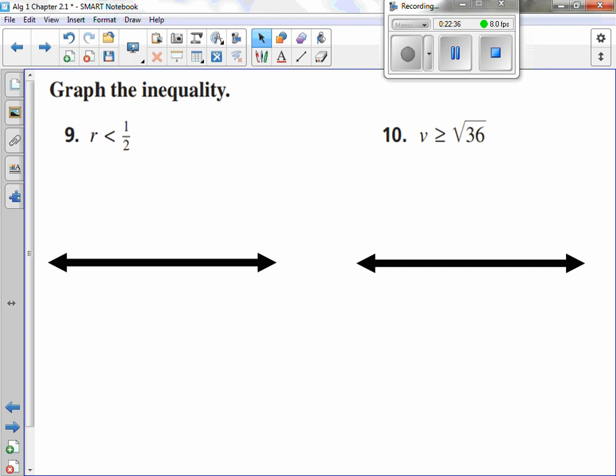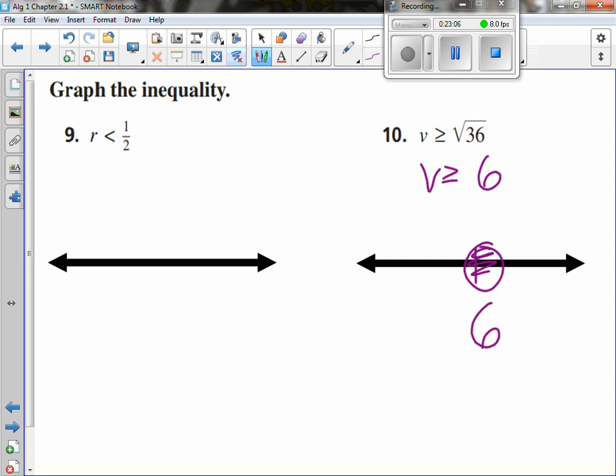How about this one? V is greater than or equal to the square root of 36. What's the square root of 36? It's just 6, isn't it? So what is this really saying? V is greater than or equal to 6. Because it's equal to, we fill it in, and then we shade to the right, because we're saying it's bigger. It's greater than that number.